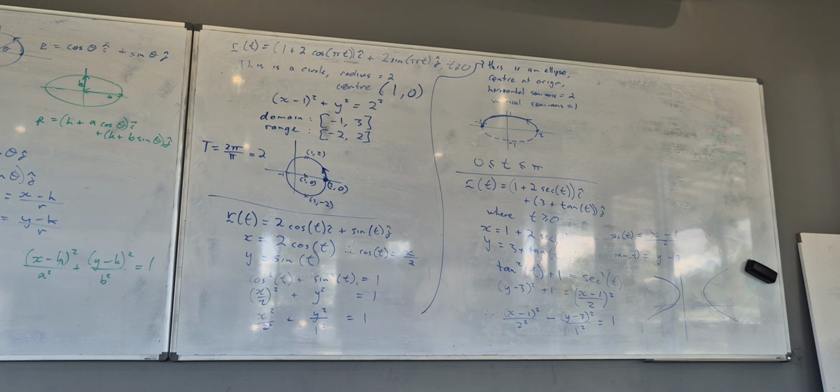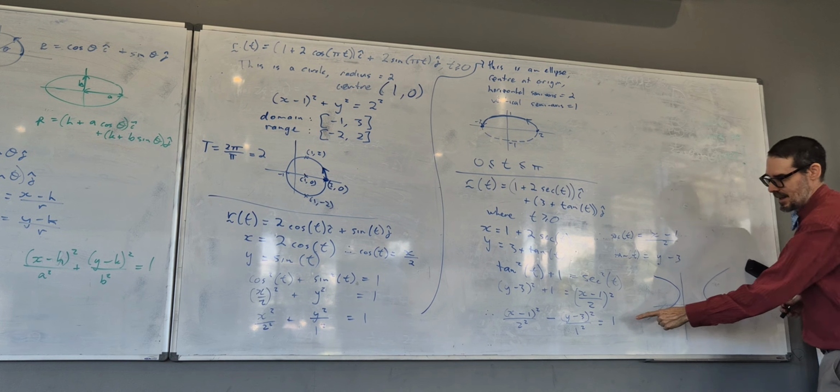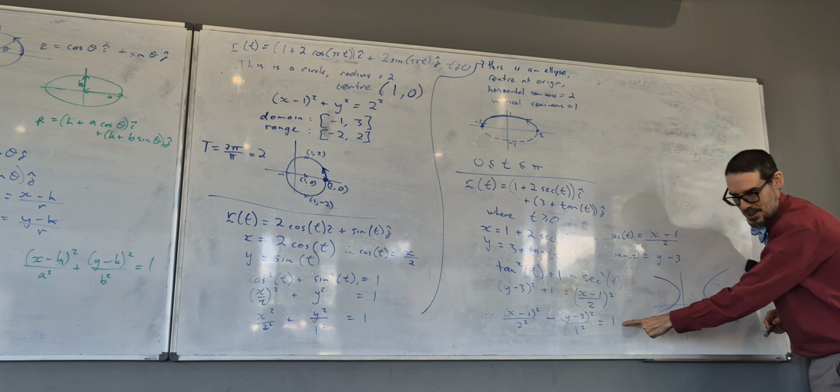All right, what's the relationship between position and shape of this graph and the numbers in this equation? The center point is 1, 3. This point in the middle is 1, 3. Yes.